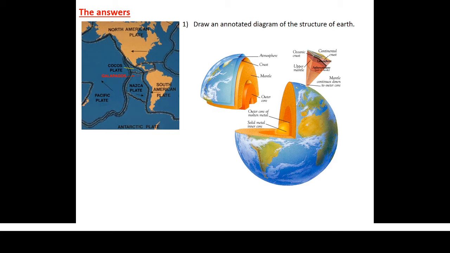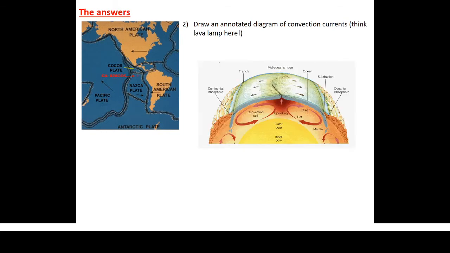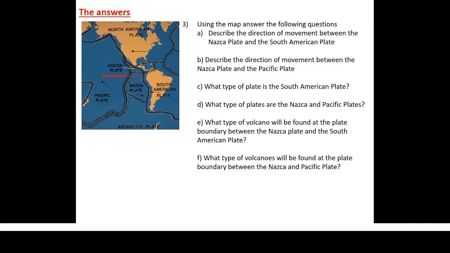You should know that the core is the hottest part of the Earth and the innermost part of the Earth. Convection currents then link to this. Here you can see how the mantle is heated up, it rises, it slides underneath the crust, and as it does that, it moves the tectonic plates. In this diagram you can see the mid-oceanic ridge, it's moving away from each other, and as it moves away, it goes towards that subduction zone, which is where the oceanic subducts under the continental. These convection currents make the tectonic plates move.